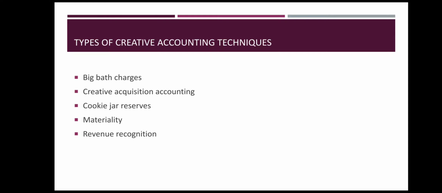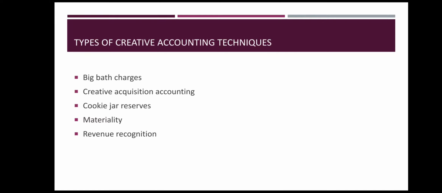You can keep certain profit aside for accrued expenses or revenues, like that. So this is cookie jar reserve. It will help you during good times and during bad times also. In good times you will keep amounts in it, and during bad times you can utilize the amount out of this reserve. So this is another technique of creative accounting.